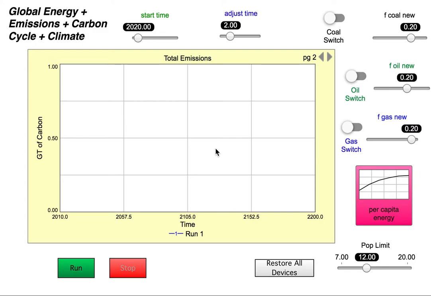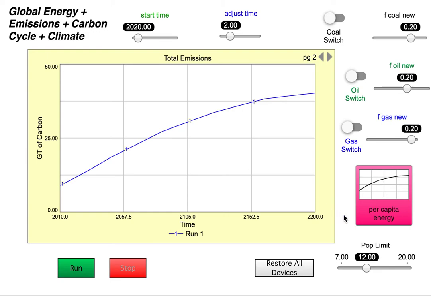Question number four, we're going to look at what happens if we drastically reduce all of the different fossil fuel energy sources. So we're going to turn on, well, first we'll do the control run. So we run that and see what the emissions are now.